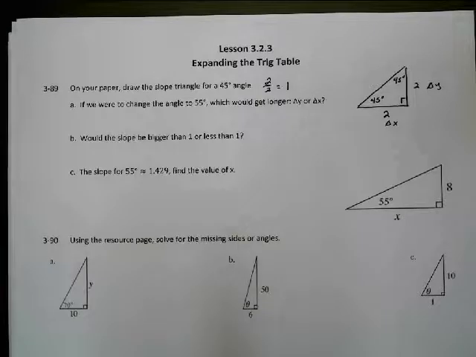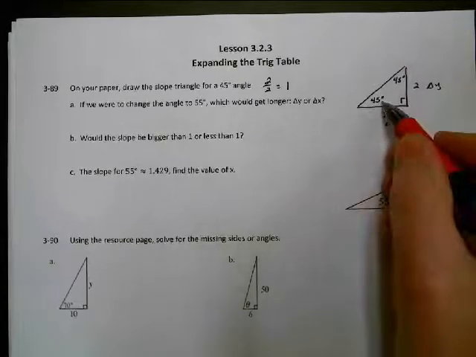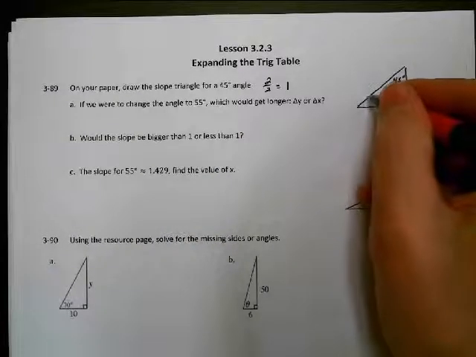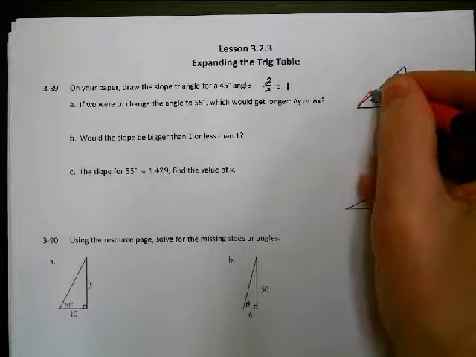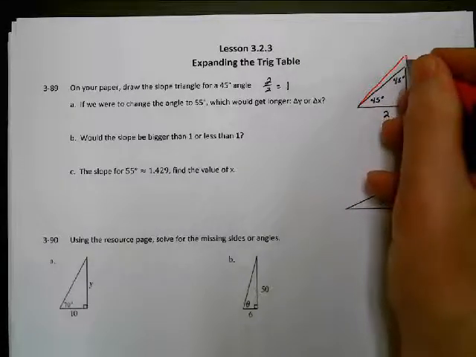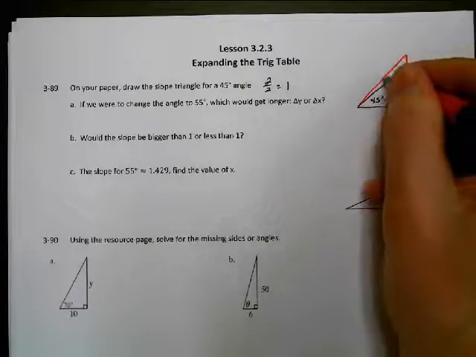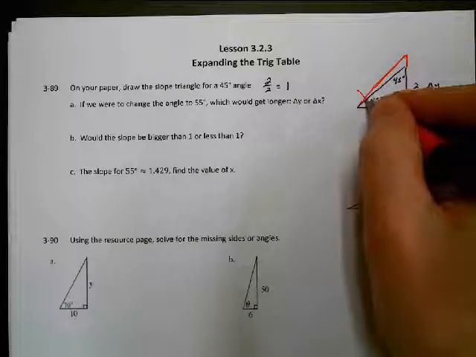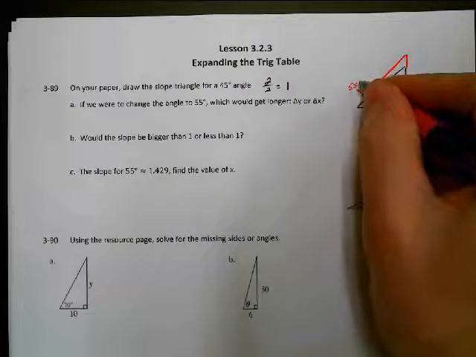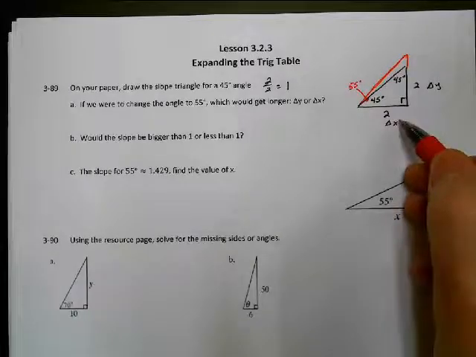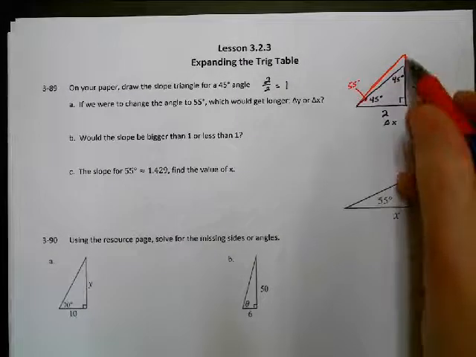Part A says, what if we were to change this angle to a 55-degree angle? Well, if we did that, we'd add 10 degrees on. I'm just estimating. Let's say that 10 degrees more would be right there. I don't know if it is, but we're just pretending. So let's say that that angle right there is 55 degrees. Well, what we see here is the x has not changed, but the y has increased over here.